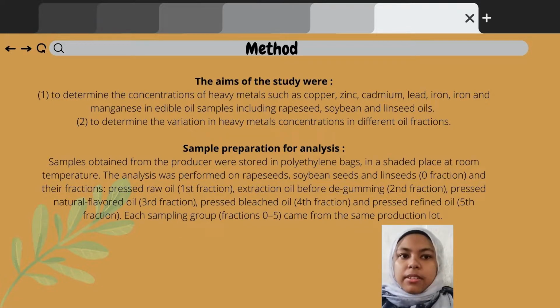The first fraction is pressed raw oil. The second fraction is extraction oil before degumming. The third fraction is pressed natural flavor oil. The fourth fraction is pressed bleached oil. And the last fraction is pressed refined oil. Each sampling group fraction came from the same production lots.